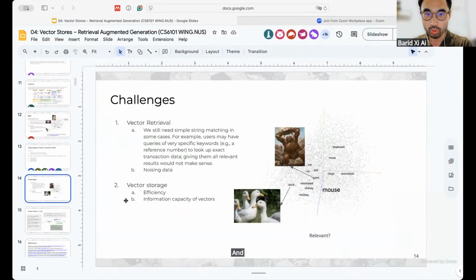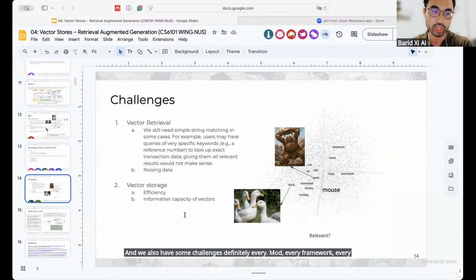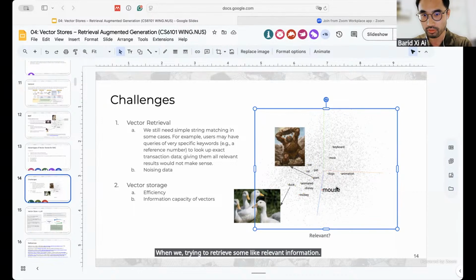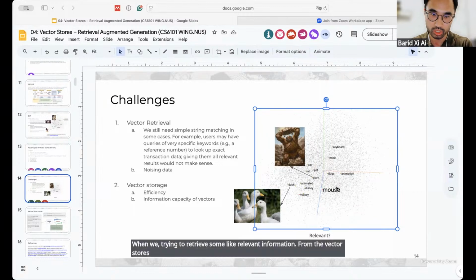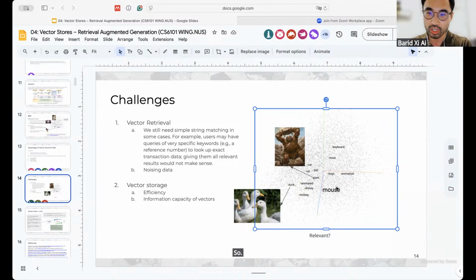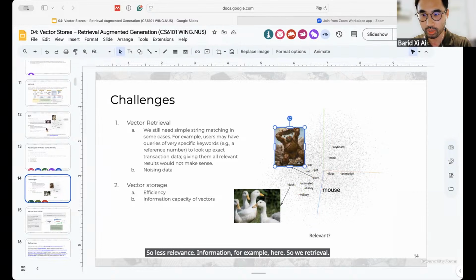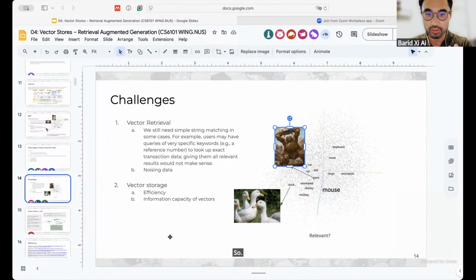We also have some challenges. Definitely, every model, every framework, every solution has some challenges. You will see in the same example, when we try to retrieve relevant information from the vector stores, we also get some noisy data and some less relevant information. For example, here we retrieve some information about giants, which is irrelevant, since a mouse is not a giant. We also have some challenges in vector storage.